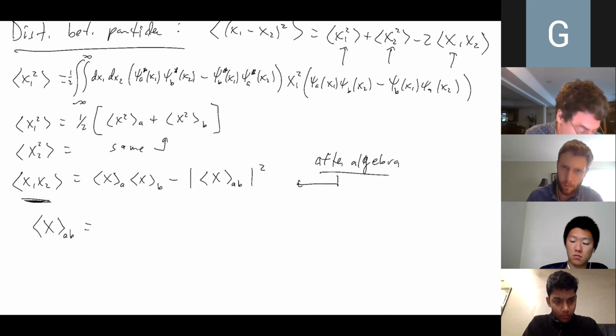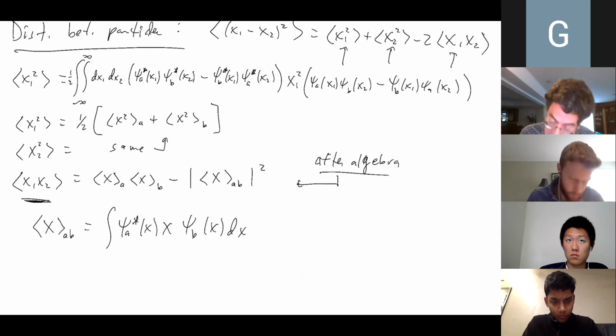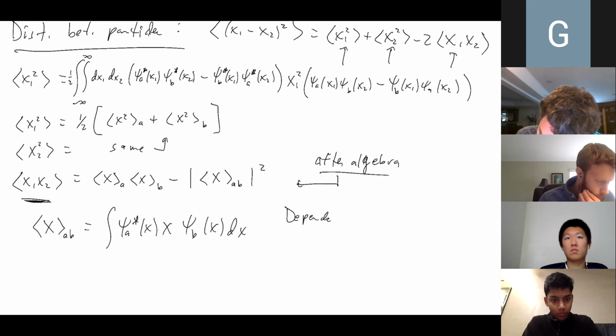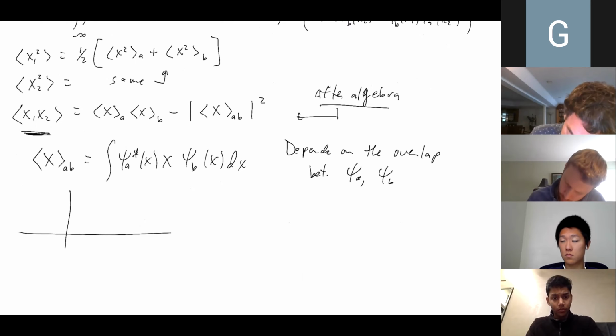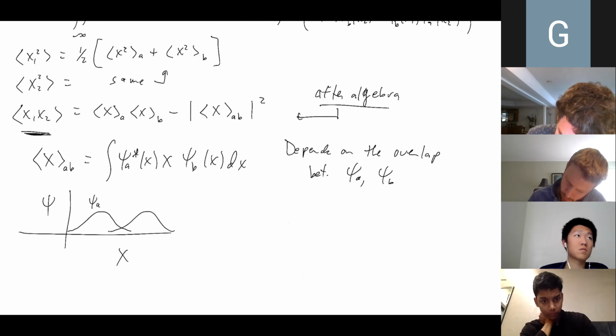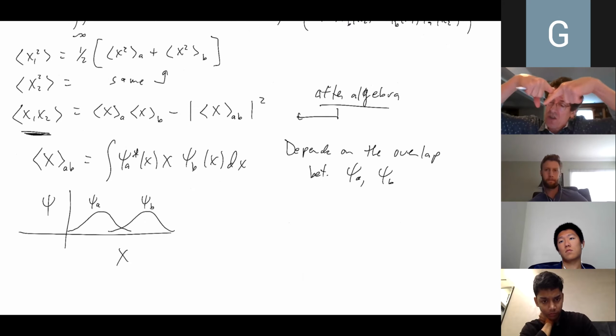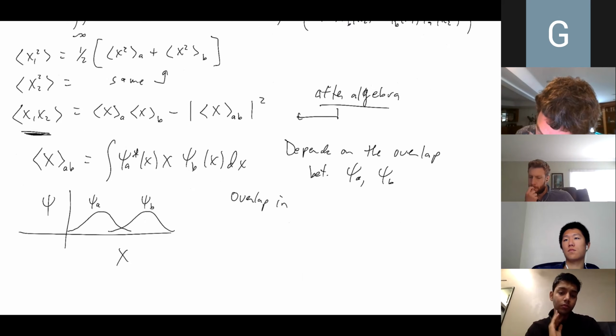You could find this out easily by going through the algebra, but I'm going to skip those steps. It's the integral of psi A star of x times x times the wave function B dx. We call this the overlap, because this integral depends on the overlap between the two functions. You can see from this integral that if I plot the wave functions, if this is psi and this is x, and this is psi A and this is psi B, then if the two wave functions did not overlap, the integral would be 0. But the more the wave functions overlap, the bigger the integral is. So we often refer to this as an overlap integral. It depends on how much these two states overlap.